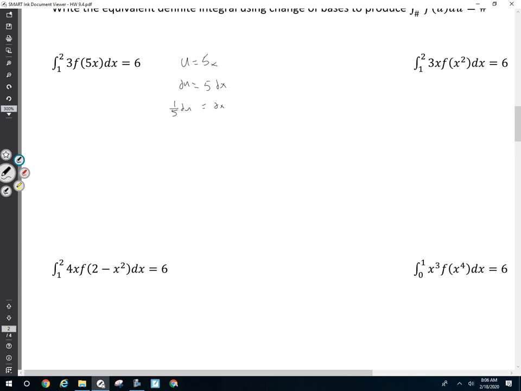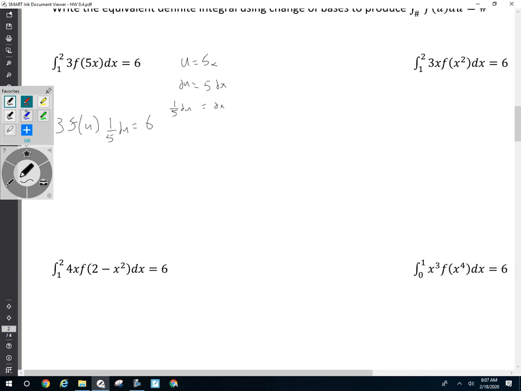You actually don't need u-substitution for this. This is an f of an ax plus b. Its antiderivative would be big F of 5x times 1/5. What it's just telling you is that you'll need this 1/5. So let's just go through everything. 3 f of u, dx is 1/5 du equals 6. Now I'm going to go ahead and change my bases. 1 to 2 will change into 5 and 10.